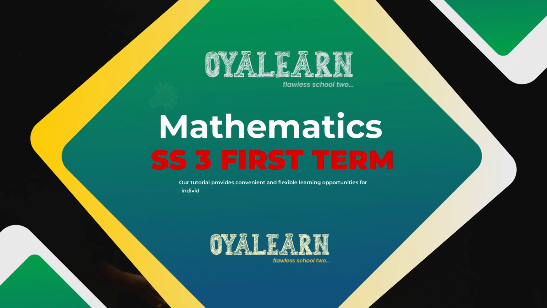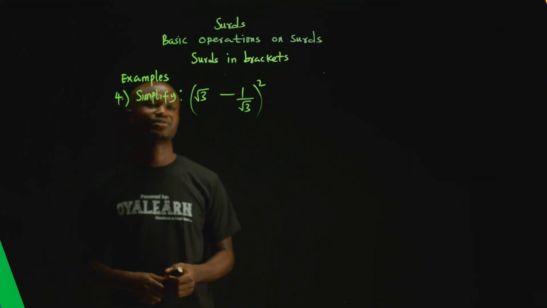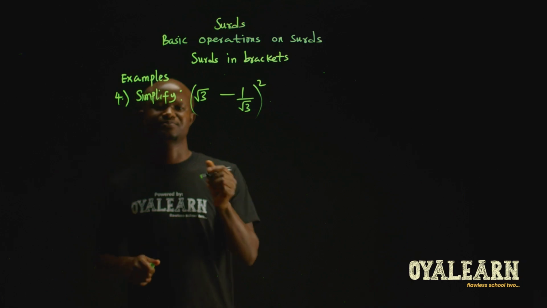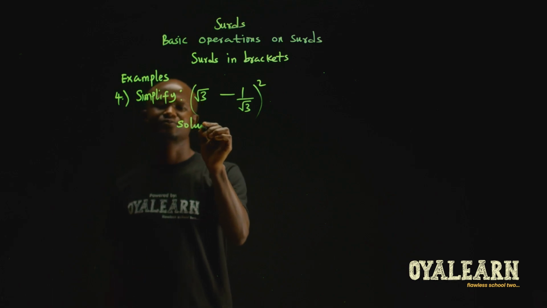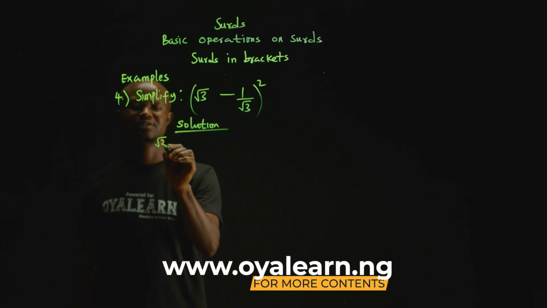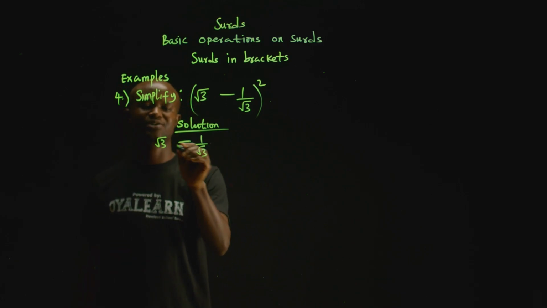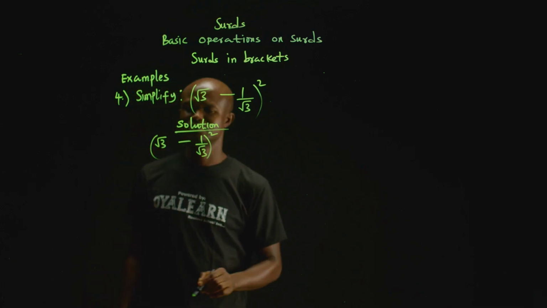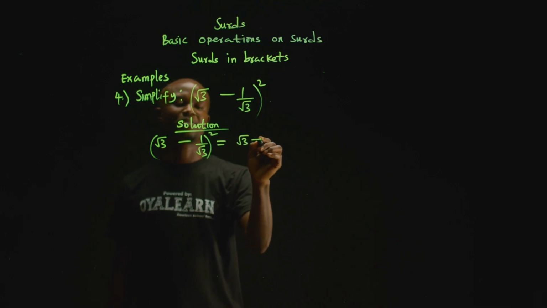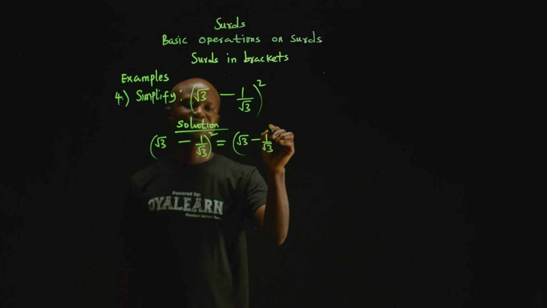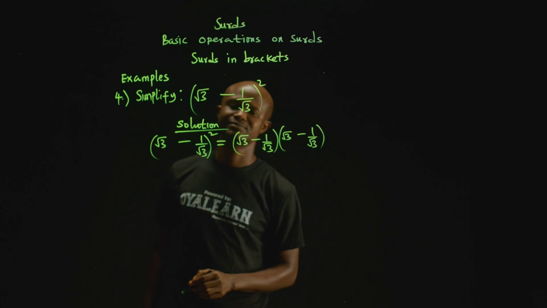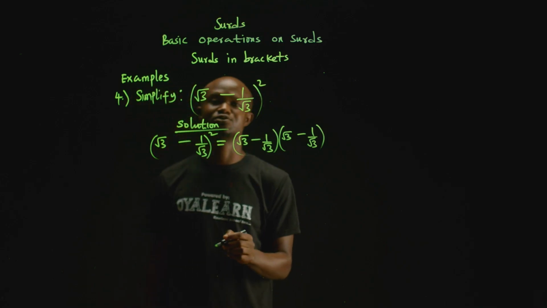Simplify (root 3 minus 1 over root 3), everything in bracket raised to the power of 2. Now, solution. We have root 3 minus 1 divided by root 3 raised to the power of 2. In this case, we can write this as what? Root 3 minus 1 divided by root 3 into bracket root 3 minus 1 divided by root 3, because it's raised to the power of 2.